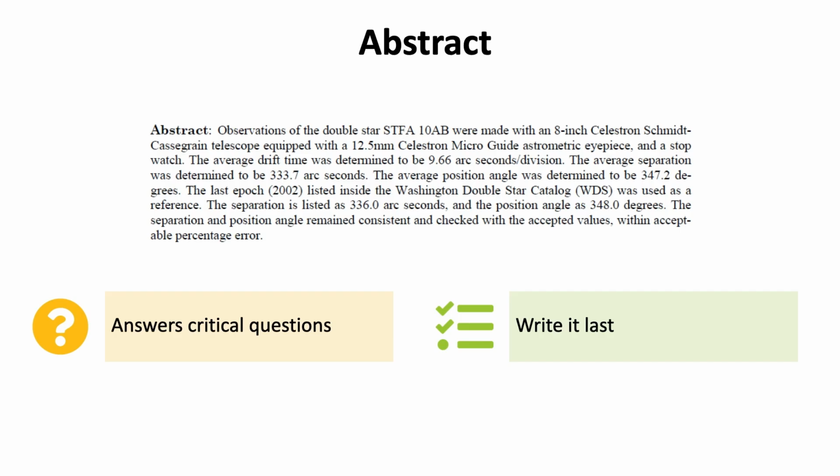The abstract is the most often read part of a science paper, as it summarizes most of the critical questions a researcher would ask. What was being studied? Why is this research important? Who did it and how was it done? What were the results? The abstract is almost always written last because it addresses all of the key points of the paper, including abbreviated results and conclusions.